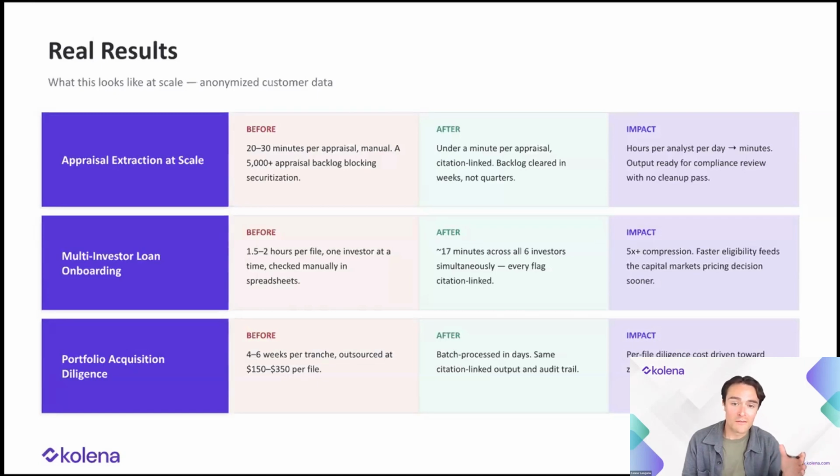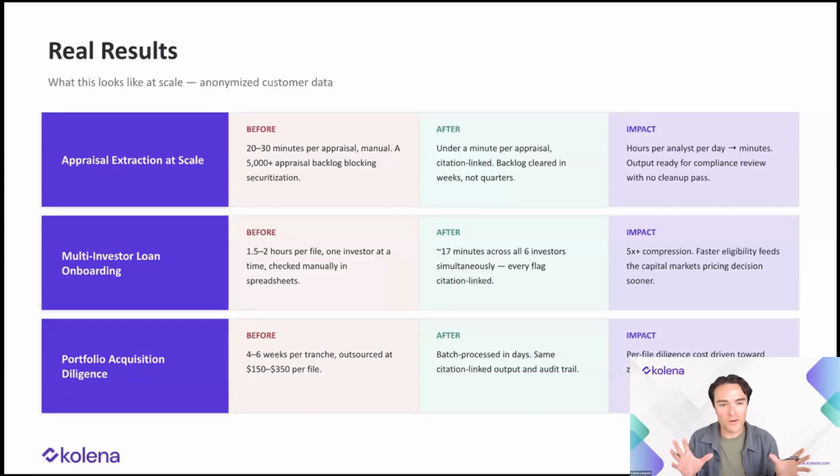Now, after, the same tranche is batch processed in just a couple of days. And again, citation linked, audit trail. So the cost moves from a per file vendor fee to internal infrastructure. They're using their offshore team to actually analyze, again, instead of manually going through and pulling out information.